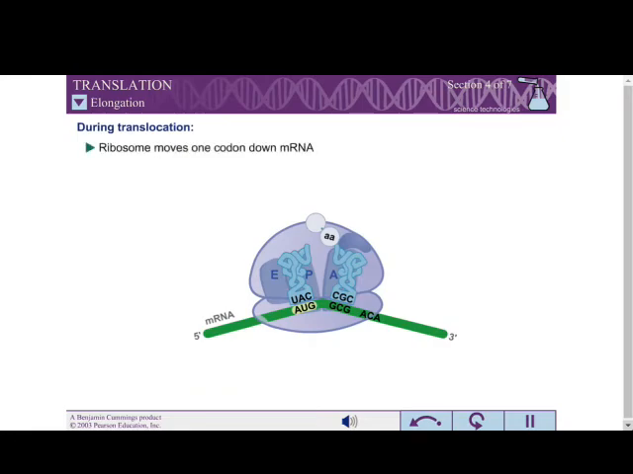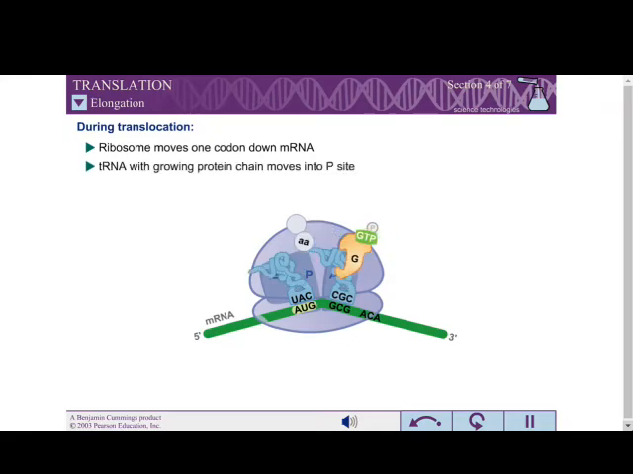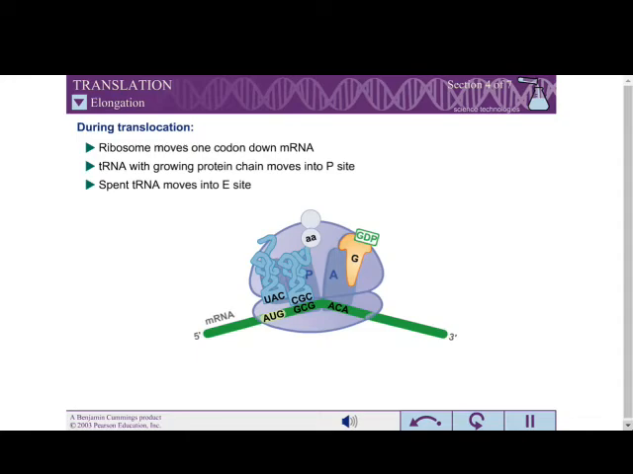To prepare for addition of the next amino acid, the ribosome undergoes translocation, a process in which the ribosome moves along the mRNA to the next codon. Translocation is facilitated by elongation factor EF-G. The tRNA with the growing amino acid chain attached moves from the A site into the P site, and the spent tRNA in the P site moves into the E site.